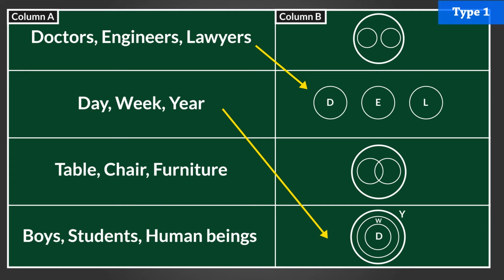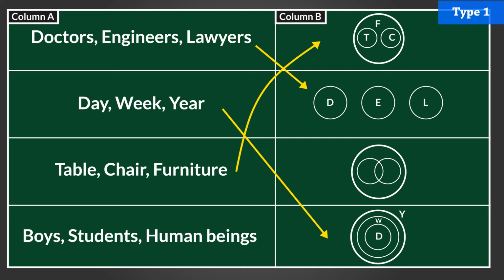Next, tables, chairs and furniture. We know that all tables are a part of furniture. Also, all chairs are a part of furniture. So, tables and chairs should come inside furniture. But is there anything common between a table and a chair? Nothing. So, they will be two separate sets. So, table, chair and furniture will be represented by this diagram.